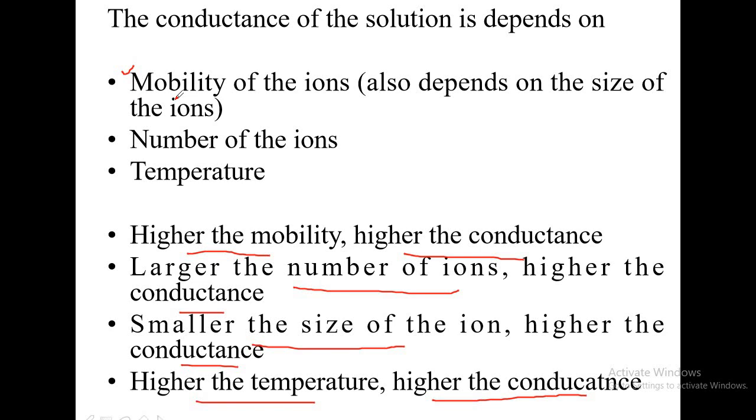So these are the factors and how exactly they influence the conductance. Higher the mobility of the ions, higher the conductance. Larger the number of ions, higher the conductance. Smaller the size of the ion, higher the conductance. Higher the temperature, higher the conductance.